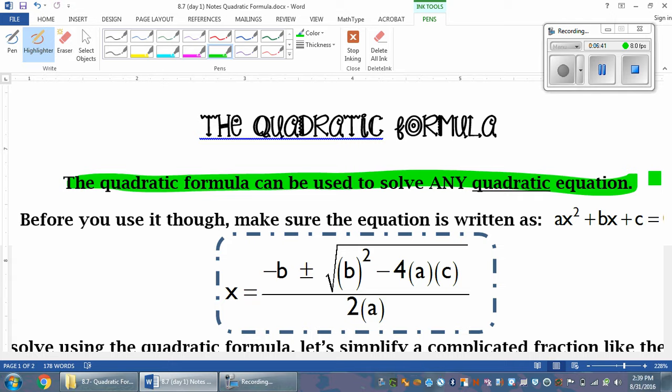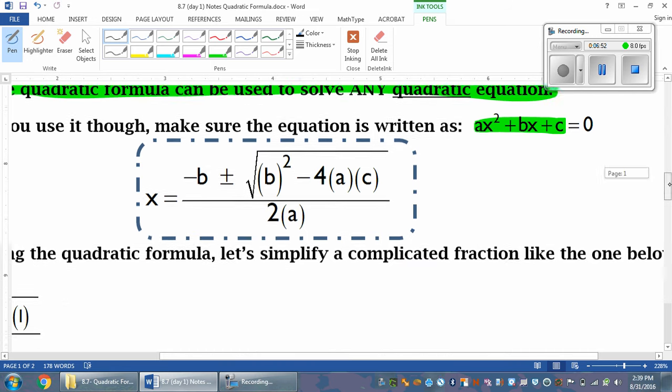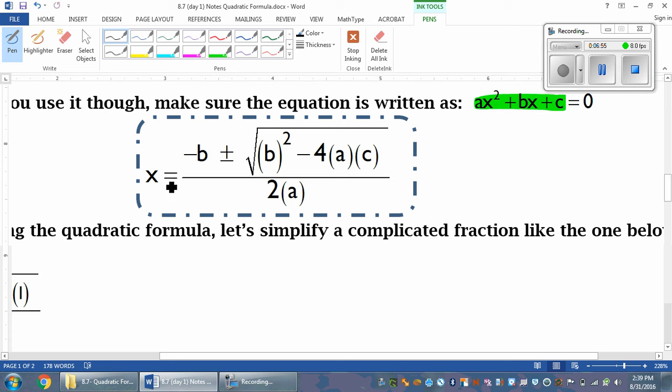Now, before we use it though, you need to make sure that it's written in standard form. So ax² + bx + c. So everything has to be equal to 0. All right, and here is the quadratic formula. So x equals the opposite of b, plus or minus, so that's where I'm getting my two solutions, plus or minus the square root of b squared minus 4 times a times c, all divided by 2 times a. Yes, you will be given this formula on any test or quiz.